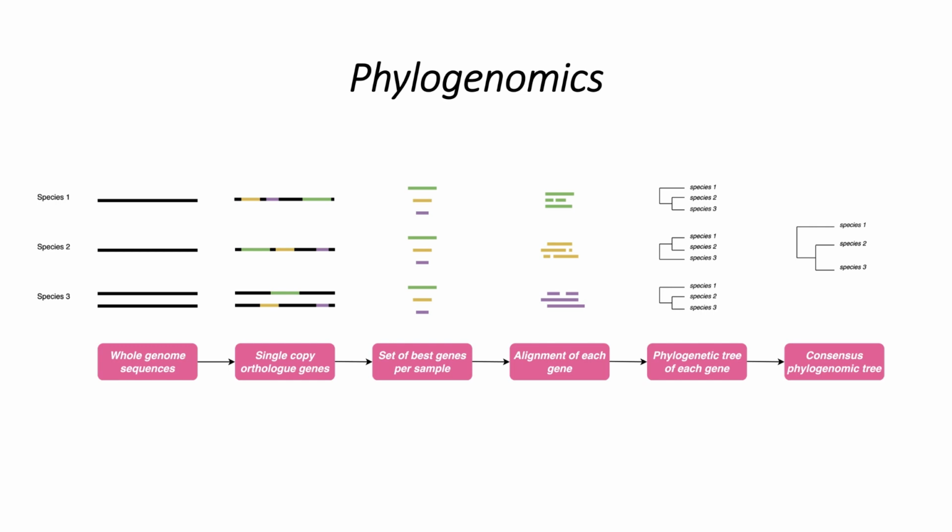You can also use multiple assemblies per species, for example species 3 here, from which the best non-redundant set of single copy orthologues will be used. Then a multiple sequence alignment is generated for each gene, and from each of these we generate individual phylogenetic gene trees, and finally we combine all the phylogenetic gene trees into a consensus phylogenomic species tree. So in summary, you find a whole bunch of genes that are shared among all the genomes. You estimate the evolutionary history of each gene, and you combine all of that to estimate the evolutionary history of the genomes.